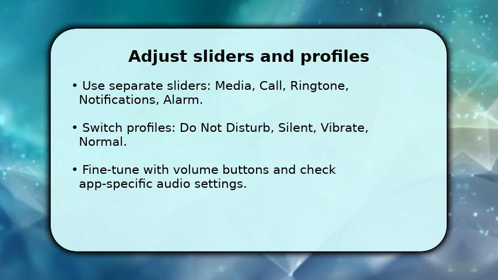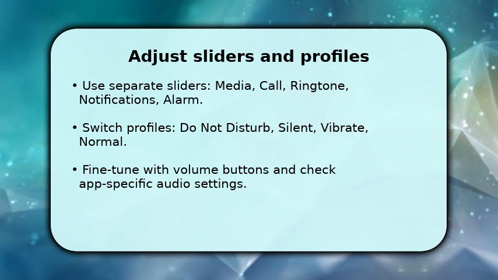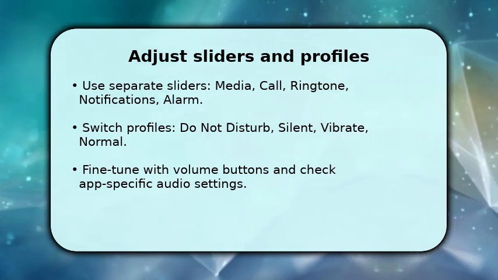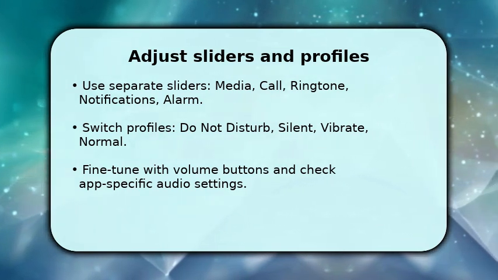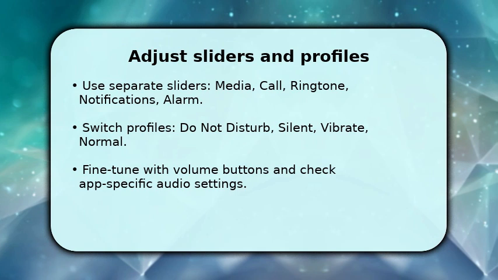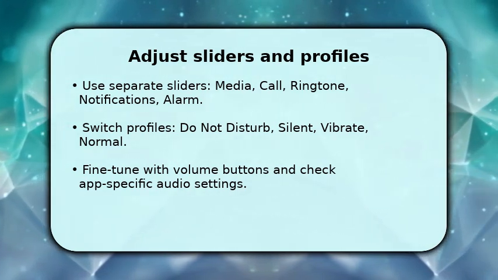Use the physical volume buttons for quick changes, then tap the expanded settings to separate media from ringtone. Once done, choose a profile like Do Not Disturb or Vibrate when you need silence, and make sure apps with their own audio controls, music, maps, are set correctly so changes apply where you expect them to.